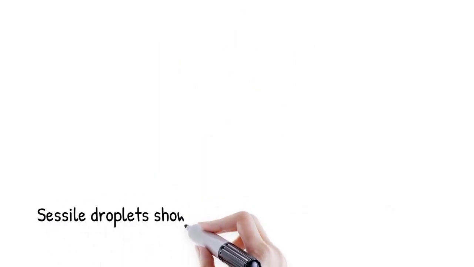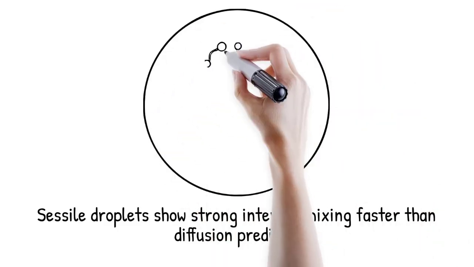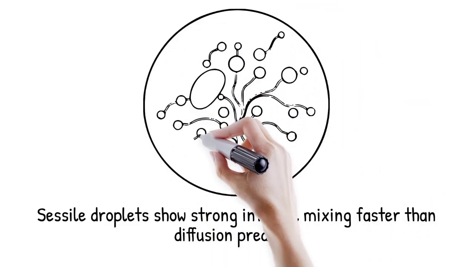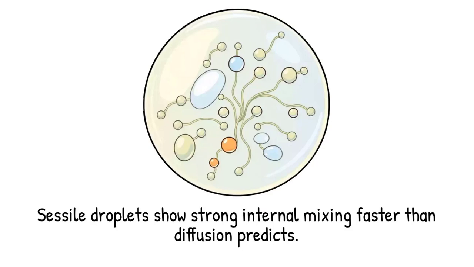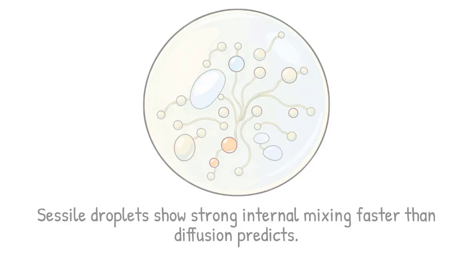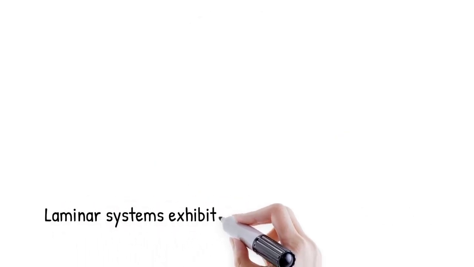Despite laminar predictions, sessile droplets and confined microfluidic systems display strong internal mixing. Circulatory flows arise that stir solutes far beyond what diffusion alone could achieve. Mixing occurs on timescales orders of magnitude faster than theory suggests. This contradicts the expectation of stagnant or layered flows.